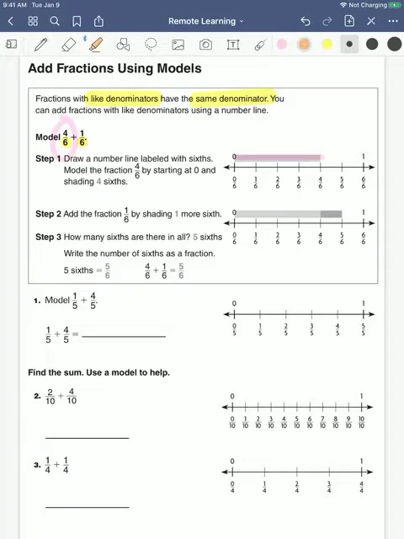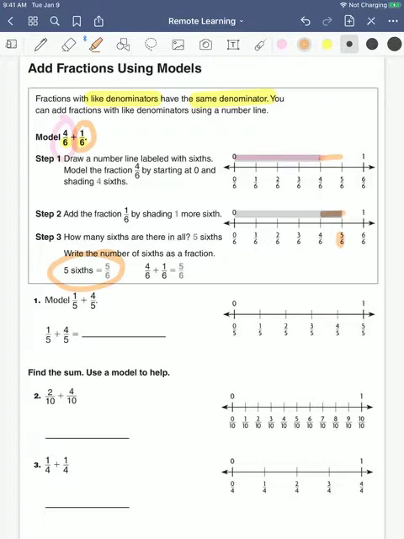So I'm going to circle 1/6. And I'm going to represent that on my line by shading one more sixth. Or you could see me add it up here. One more sixth. So I went from 4/6, I added one more 6, and now I have 5/6. And that's where I get this answer here, 5/6.